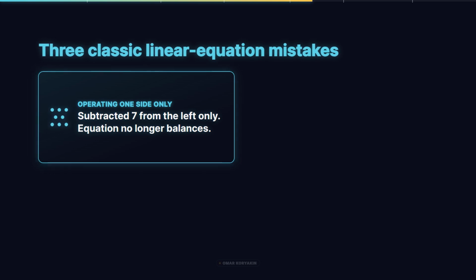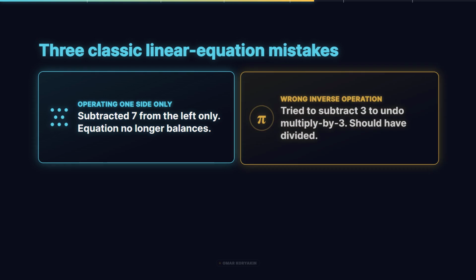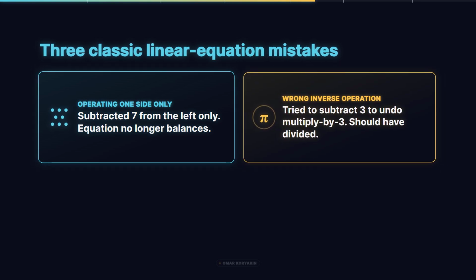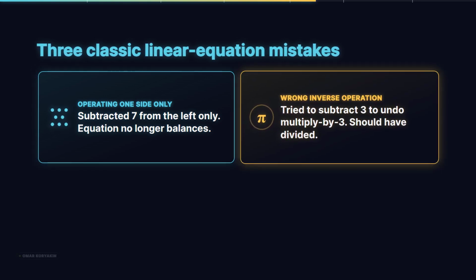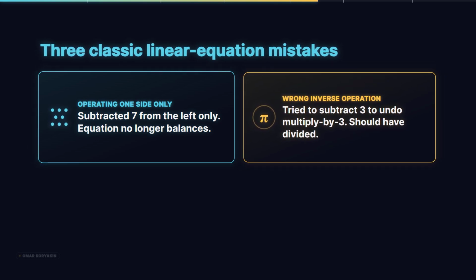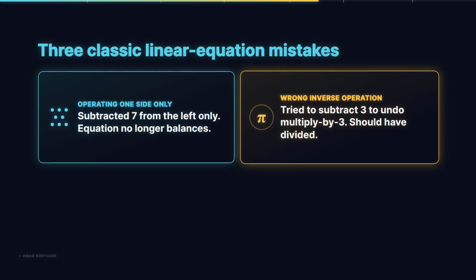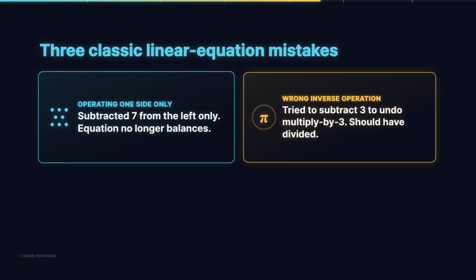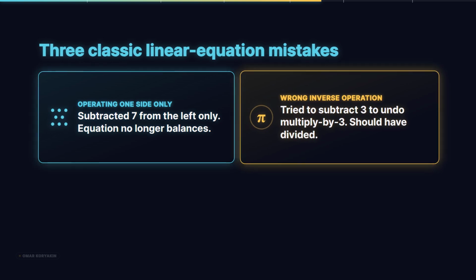Visually committing to the balance principle prevents the one-side error. Second mistake, applying the wrong inverse operation. A student sees 3x equals 18 and tries to subtract 3 to undo the multiplication, getting an answer like x equals 15, which is wrong. Multiplication is undone by division, not by subtraction.